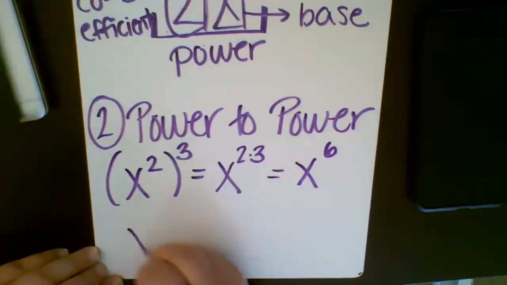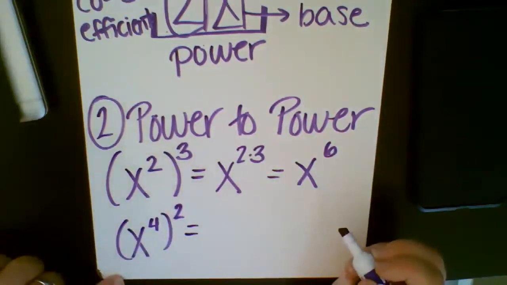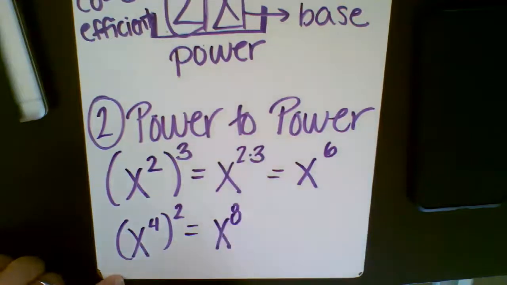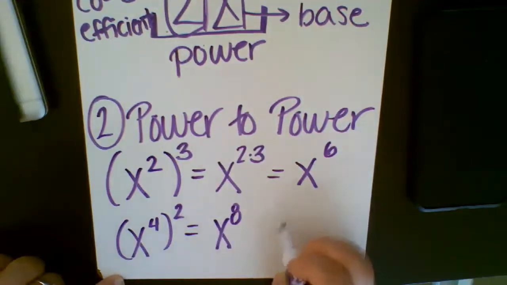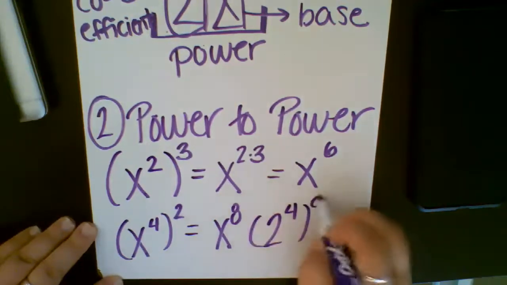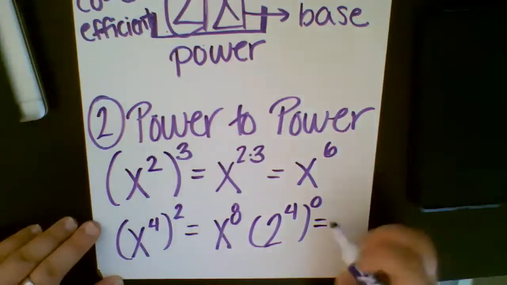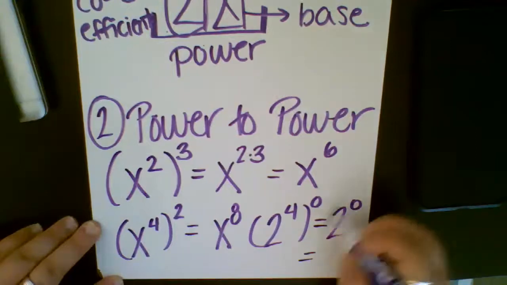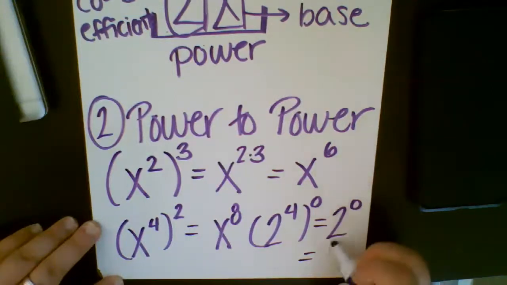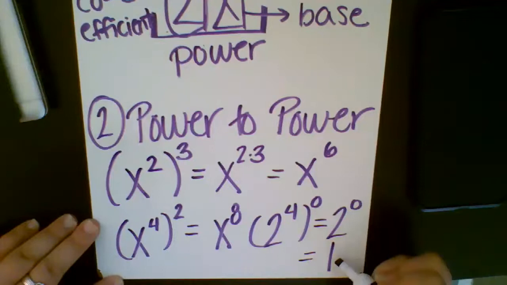So if I have x to the 4th squared, what's that going to equal? X to the 8th. Good. If I have 2 to the 4th to the 0, what's that going to be? It'll be 2 to the 0, which we can simplify. What's 2 to the 0? 1. Okay, so see how both of them came into play there? Multiplying the exponents, we get 0, which simplified to 1.